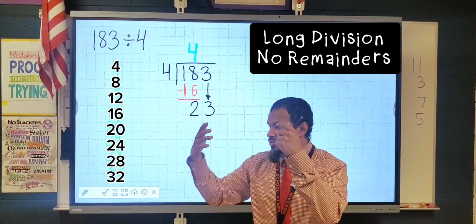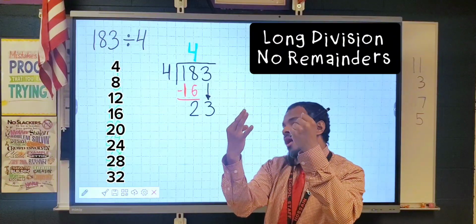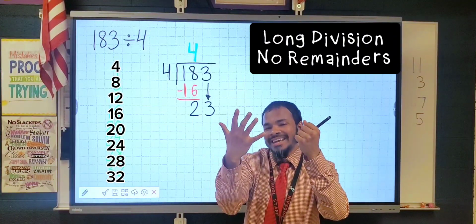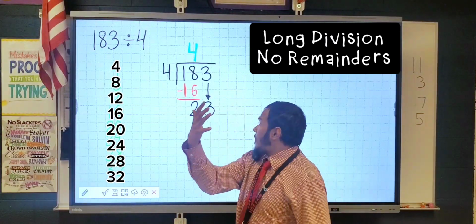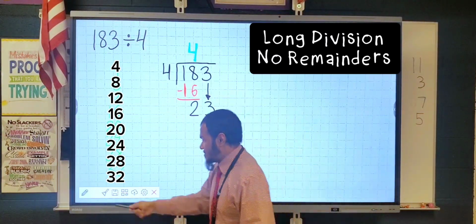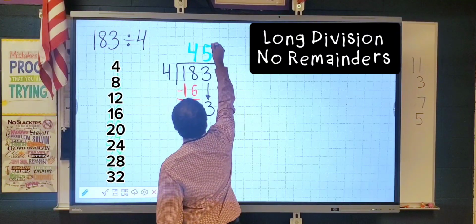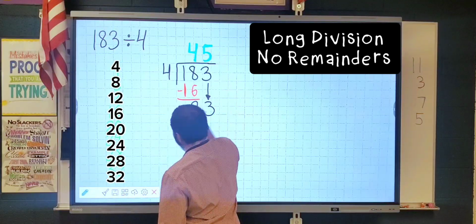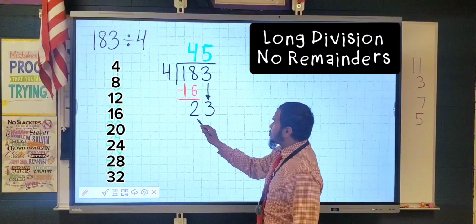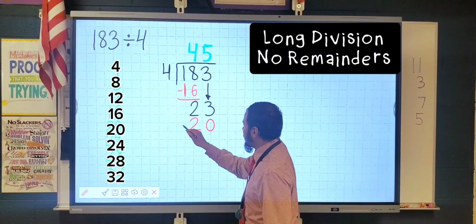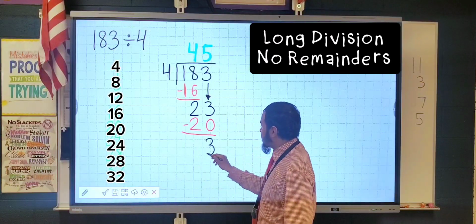Let's go ahead and do our multiples. So we'll say 4, 8, 12, 16, 20, 24. That's too much. And so 4 goes into 23 5 times. So I put a 5 on top. And then I ask myself, 4 times 5 is 20. So I go ahead and subtract 20 from the 23. And so when you do that, you have 3.